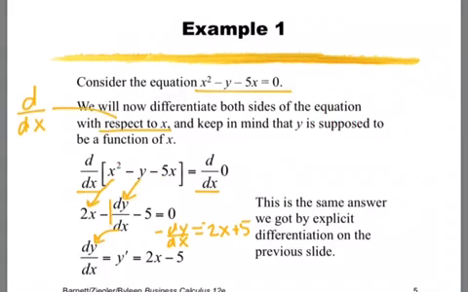From there, notice that we've divided by a negative 1. So if I divide negative dy dx by a negative 1, I get a positive dy dx. If I divide a negative 2x by a negative 1, I get a positive 2x. And if I divide a positive 5 by a negative 1, I get negative 5. So we get the exact same thing as the previous slide. Y prime is equal to 2x minus 5. But in this method, we differentiated using implicit differentiation.